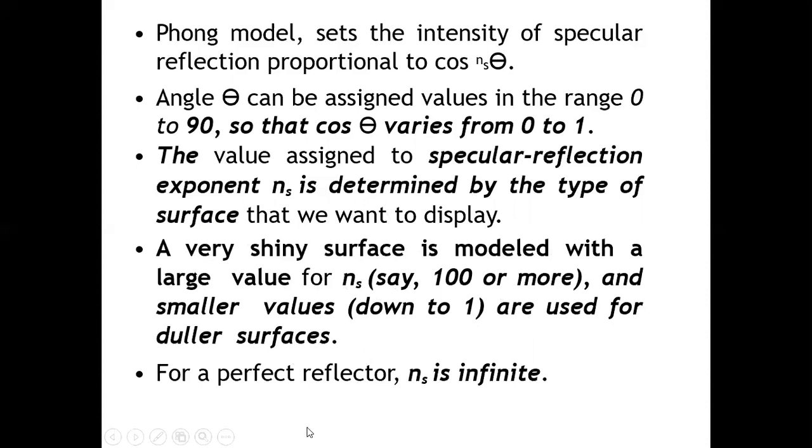For a perfect reflector, ns is infinite. So what is ns? Ns is nothing but your specular reflection exponent. For a very shiny surface, this specular reflection exponent will be 100 or more, and smaller values, down to 1, are basically used for dull surfaces. For a perfect reflector, ns is infinite.